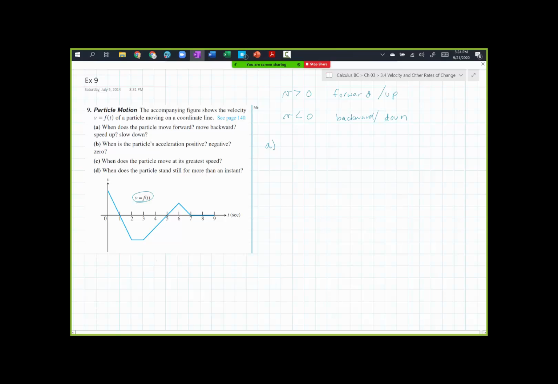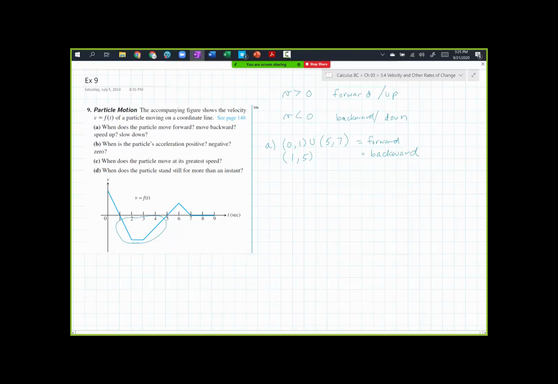So our first question, when is the particle moving forward? Well, that's asking the question, when is the velocity positive? It looks like it's positive on the interval from 0 to 1, and add on to that the interval from 5 to 7. So there's forward. What about backward? Backward is when the velocity is negative, and there's only one time that it's negative, and that's from 1 to 5. So there we go, backward.